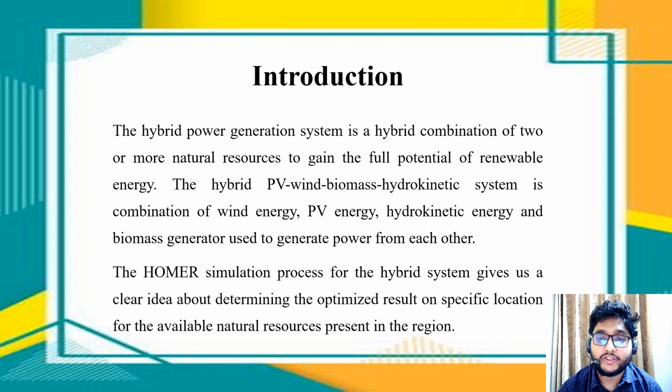Introduction. The hybrid power generation system is a combination of two or more natural resources to gain the full potential of renewable energy. The hybrid PV, wind, biomass and hydrokinetic system is a combination of wind energy, PV energy, hydrokinetic energy and a biomass generator used to generate power. The HOMER simulation process for the hybrid system gives us a clear idea about determining the optimized result for a specific location, based on the available natural resources present in the region.